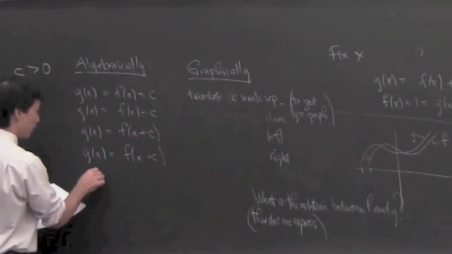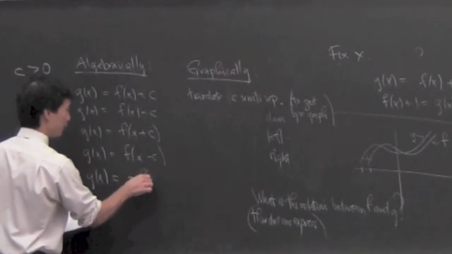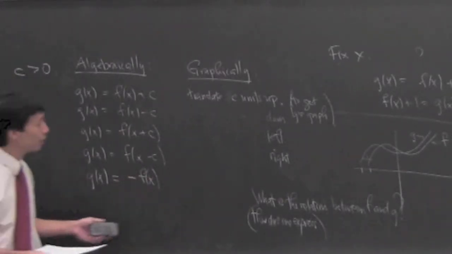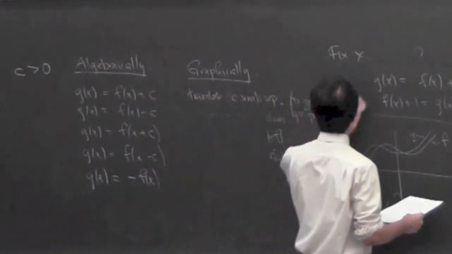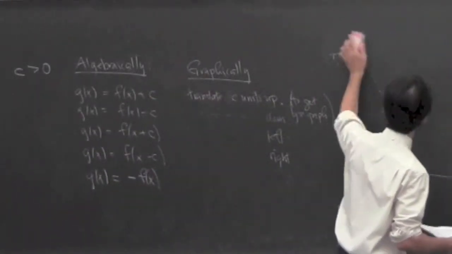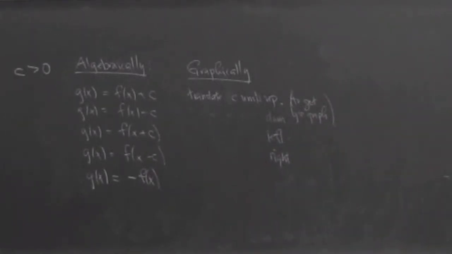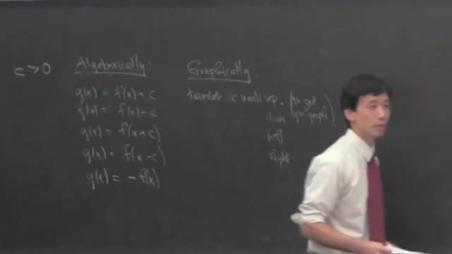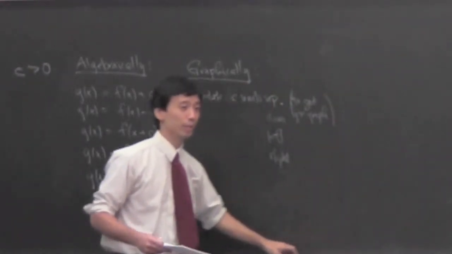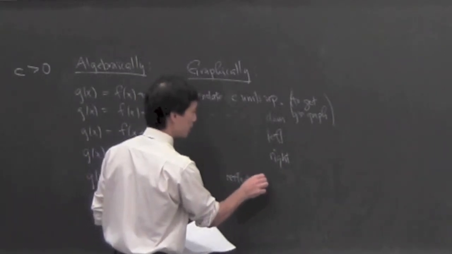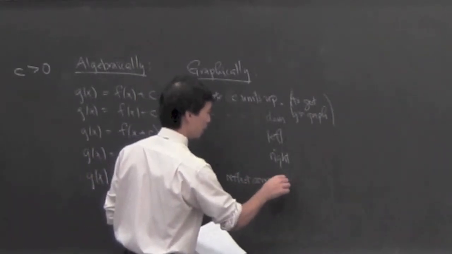If g of x is minus f of x, what does that say? Then all the y coordinates will be the negative. So you're flipping it vertically. You reflect the graph across the x-axis.